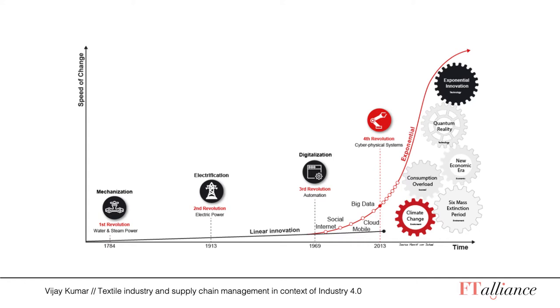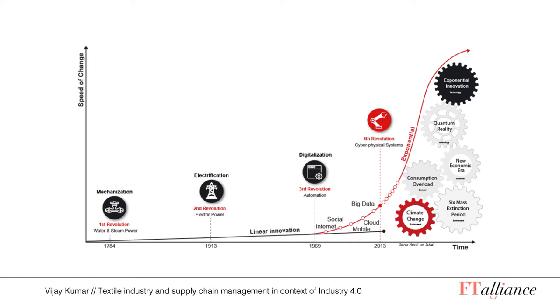For instance, when the third industrial revolution started in 1969, it aimed at automation. But then we had subsequent phases of the internet, then mobile computing and big data came into the picture, and as a result we had the fourth industrial revolution, where we have exponential technology advancements and exponential innovation coming into the picture.